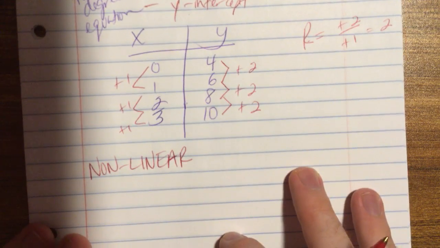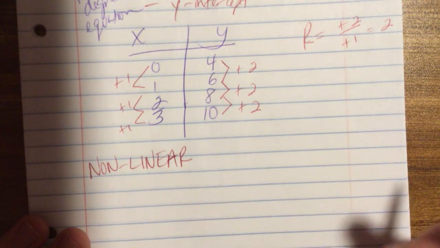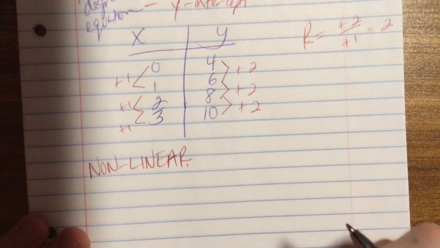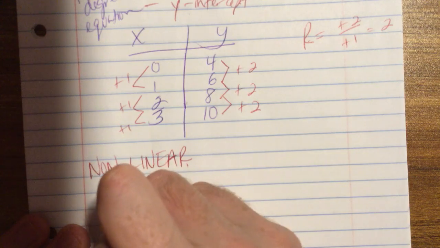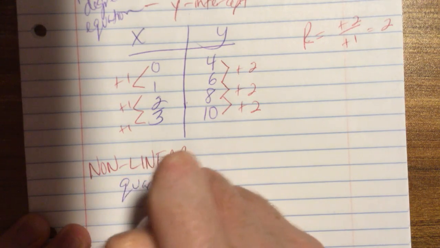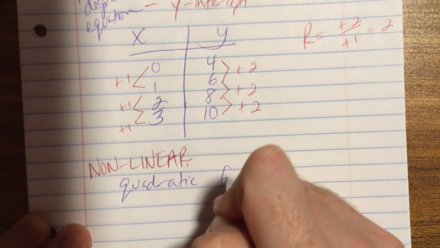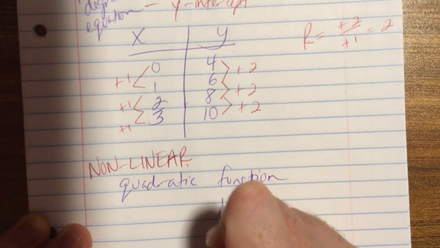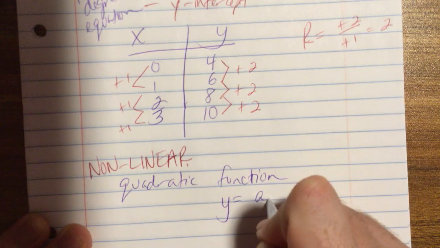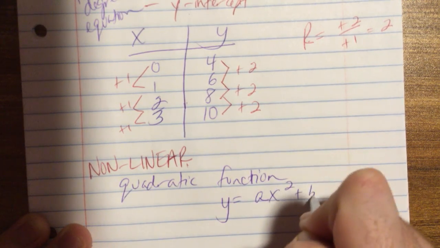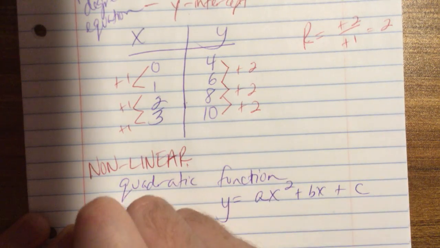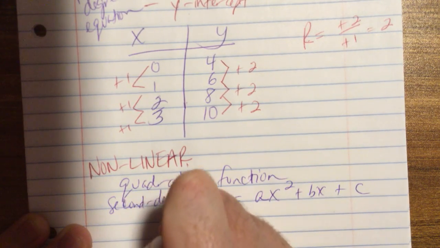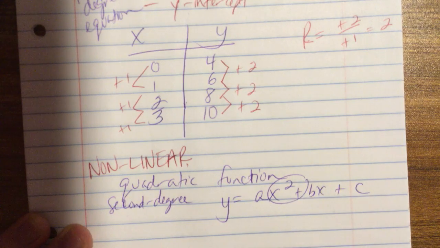However, not all functions behave that way. We have many nonlinear functions, and to provide you with a few examples, we have quadratic functions that we studied this year. And these take on a different form. Standard form of those would be y equals ax squared plus bx plus c, where you have a second degree equation, since the highest exponent is now x squared.